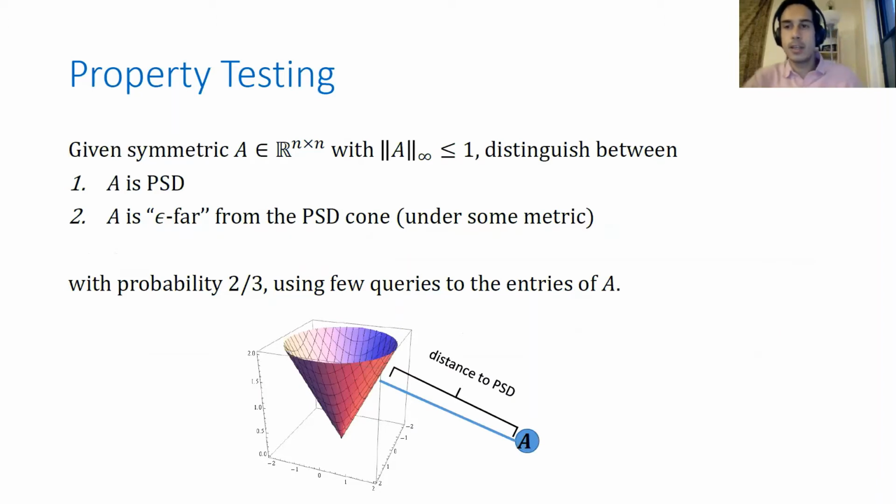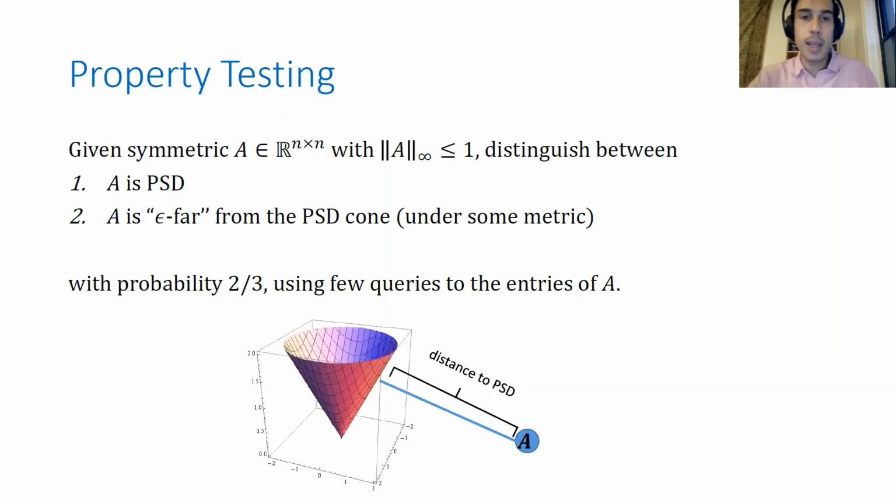So here's the problem that we have at hand. And we consider this from the so-called property testing framework. So given a symmetric matrix A, an n by n symmetric matrix with bounded entries, our task is to distinguish with constant probability between the case that either A is a PSD matrix or A is epsilon far under some metric from the PSD cone. So here this epsilon far means the distance under some metric from A to the PSD cone is some function of epsilon. It's parameterized by epsilon. And we want to distinguish these two cases, making as few queries as possible to the entries of A. And we want to make fewer queries as epsilon becomes larger.